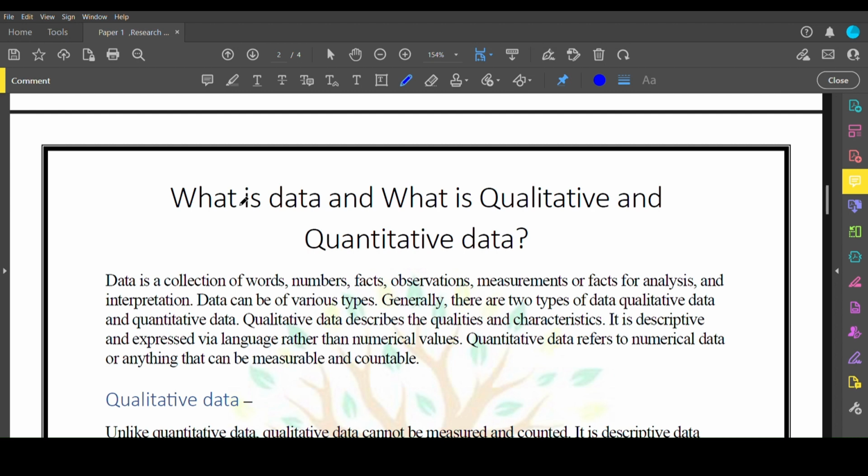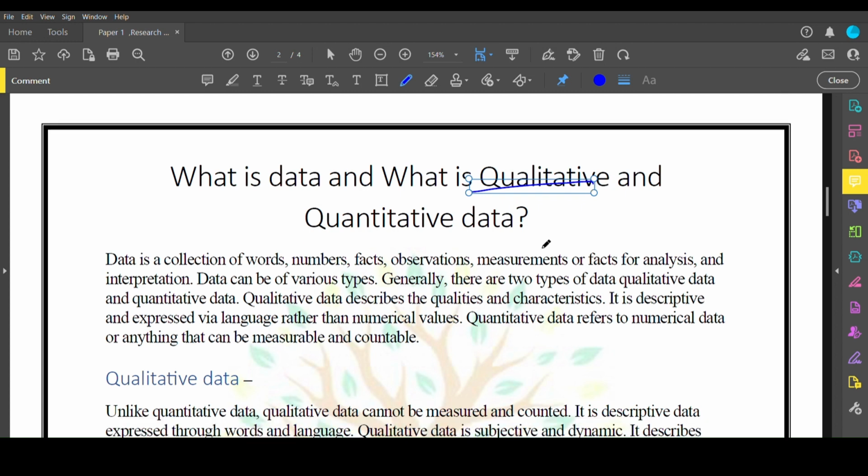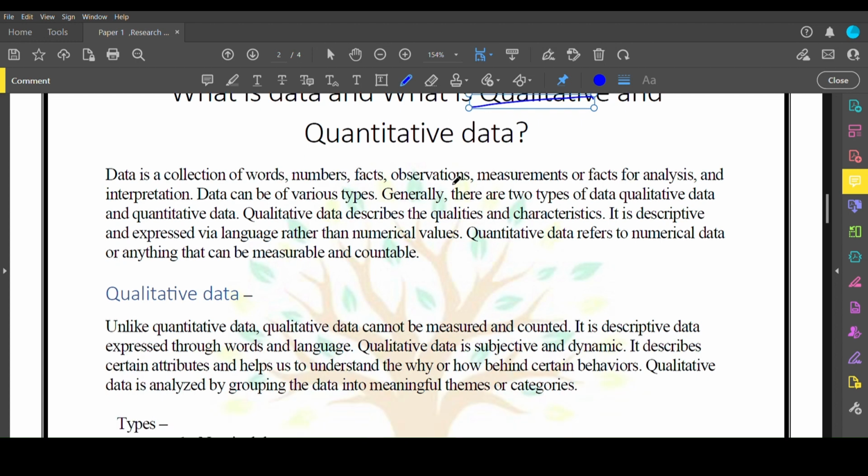Now let's come to what is data and what is qualitative and quantitative data. Data is a collection of words, numbers, facts, and observations. Data can be anything, like the number of passengers that have passed in front of your house, or the number of customers that have come to a particular store. Anything can be data, and data can be of various types. The two major types of data are qualitative and quantitative.